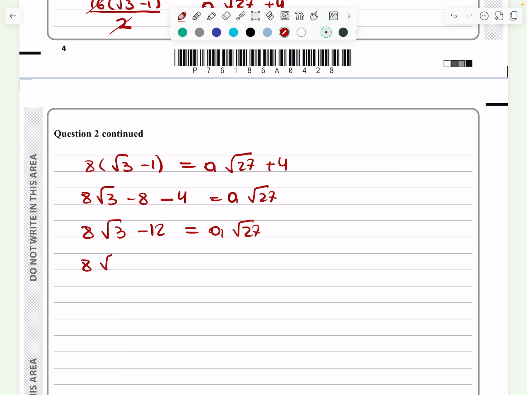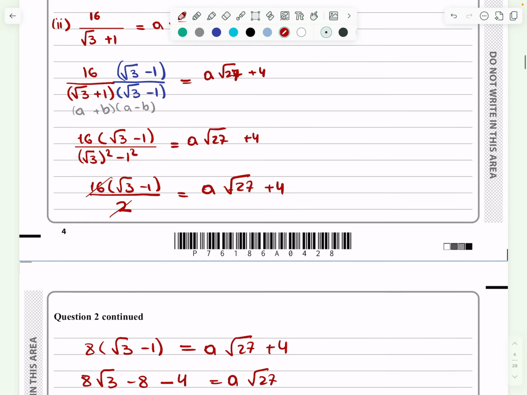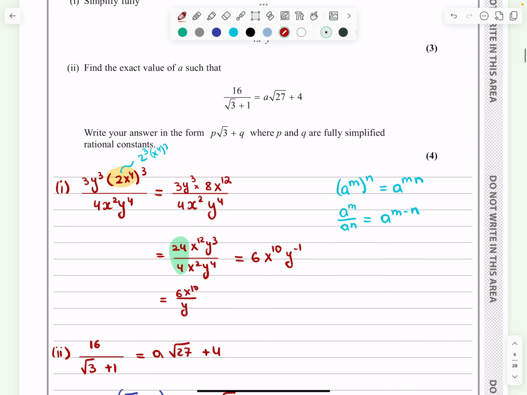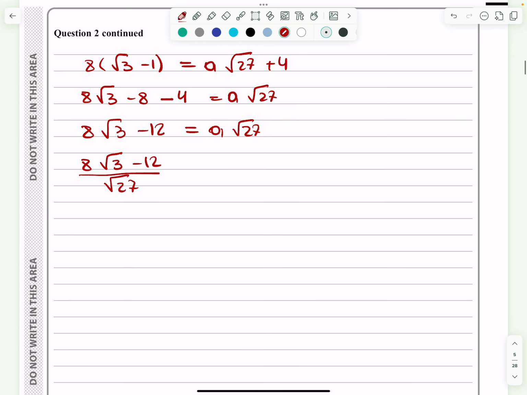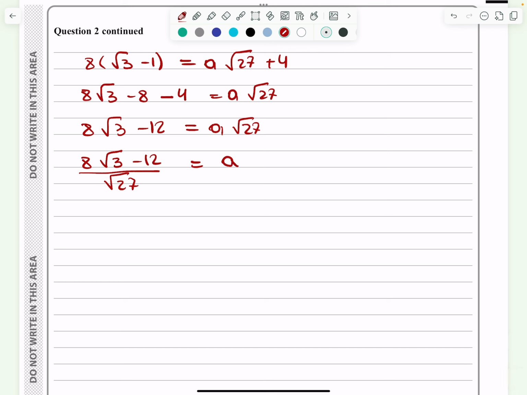So let's divide everything by the square root of 27. How do they want me to write it? They want me to write it in the form p square root of 3 plus q and fully simplify. So I need to get rid of the denominator of this fraction. Right now I have a, but I need to simplify it further, so rationalize the denominator again. 8 square root of 3 minus 12 multiplied by square root of 27 over square root of 27, multiplied by square root of 27. Those are the ones that I just added to rationalize the denominator.